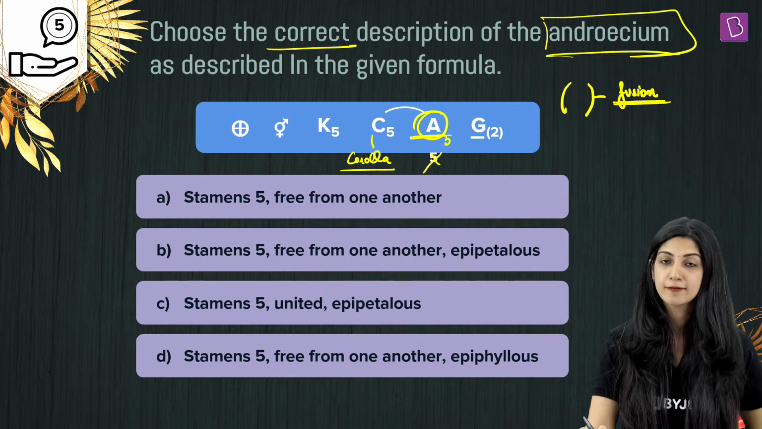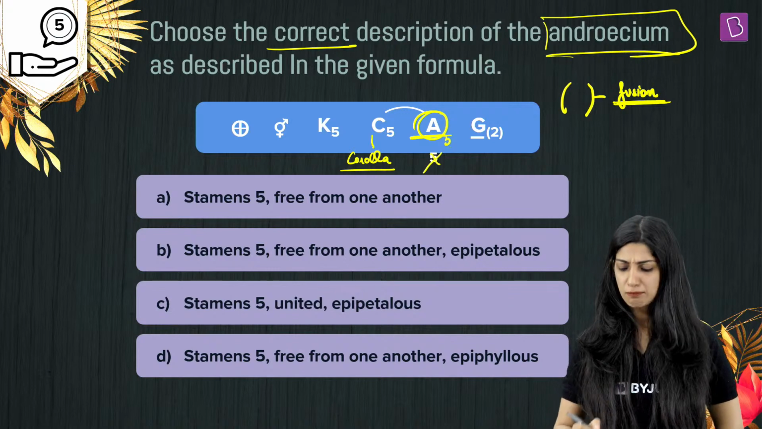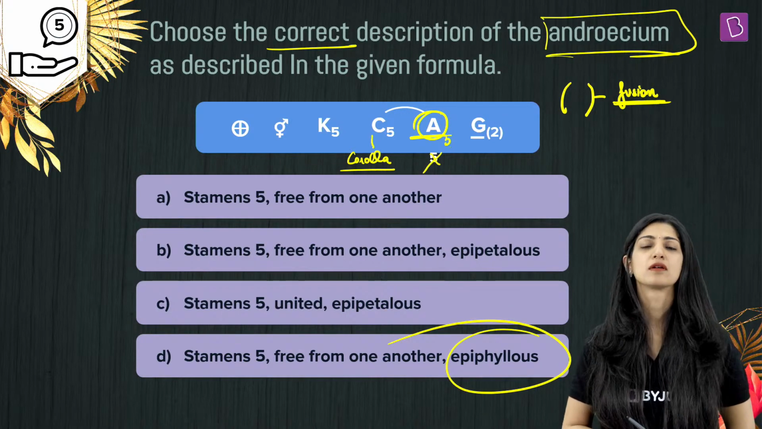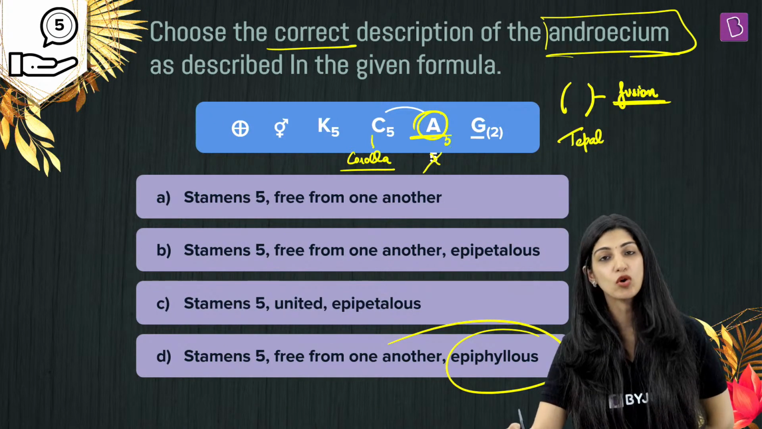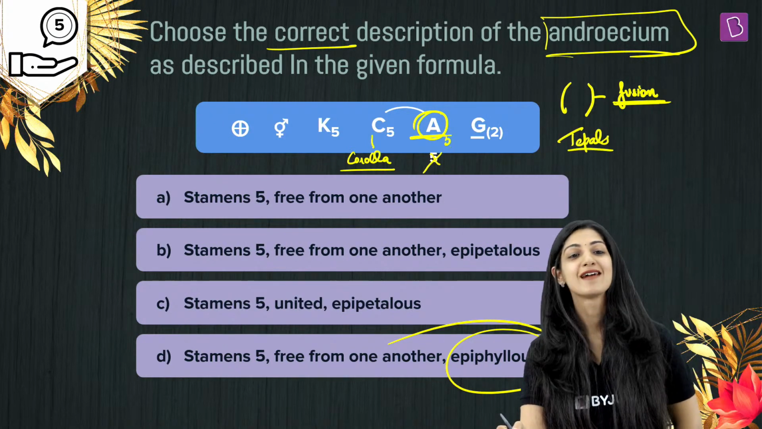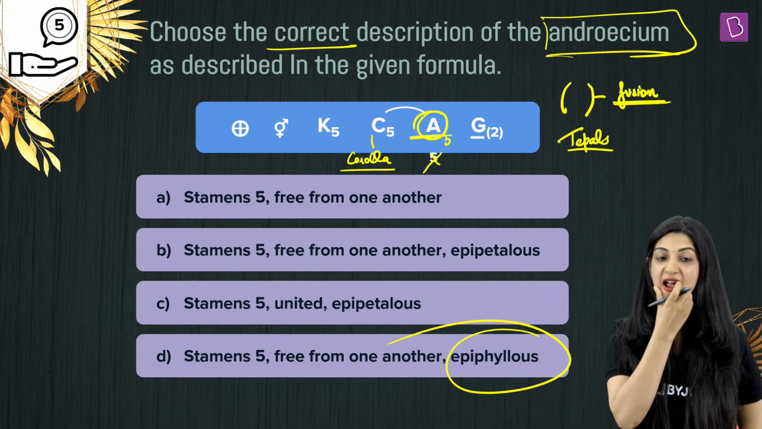The petals. Such a condition is called epipetalous. Ma'am, what is epiphyllous? Well, you have studied about the tepals. Ma'am, what are tepals? बोलिए, what are tepals? फटाफट बताइए, what are tepals? Anybody?